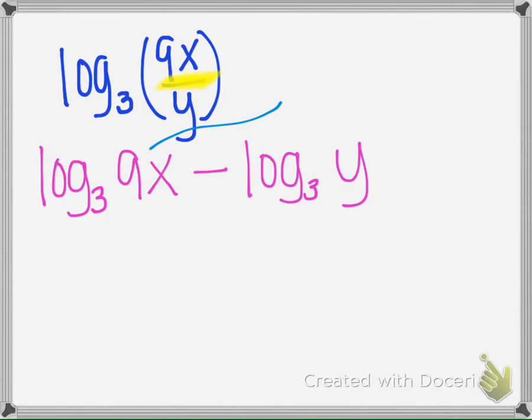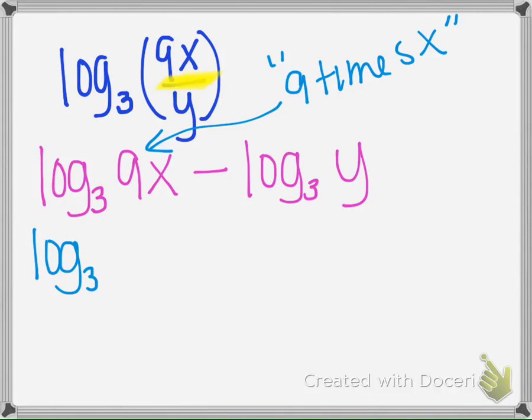Then here, this is saying 9 times x. And we know that we can use a property to separate these using addition. So we could do log base 3 of 9 plus log base 3 of x.